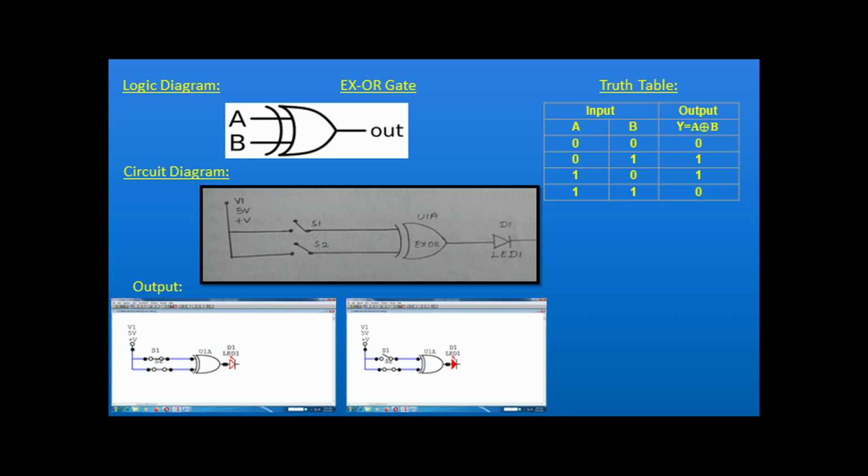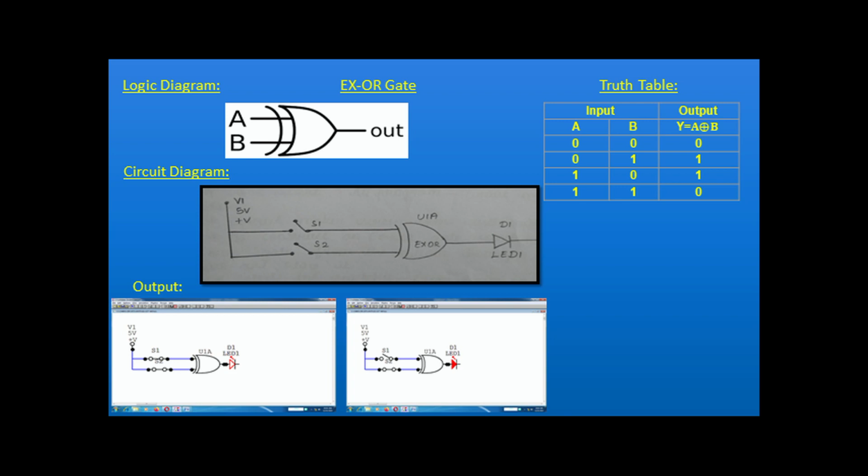Okay, what do you mean by XOR gate? If the inputs are different, it gives the output 1. If the inputs are the same, it gives the output 0.